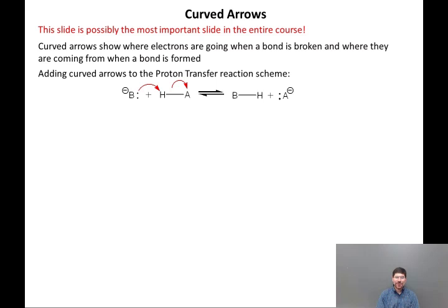So adding curved arrows to the proton transfer reaction scheme that was up on the last slide, you can see that there are two arrows indicated in red.